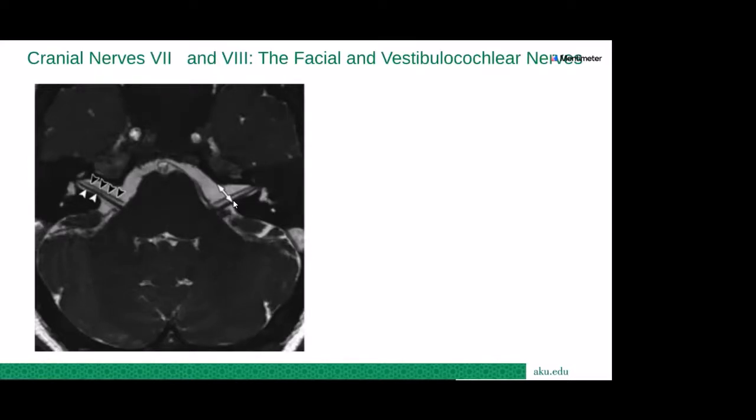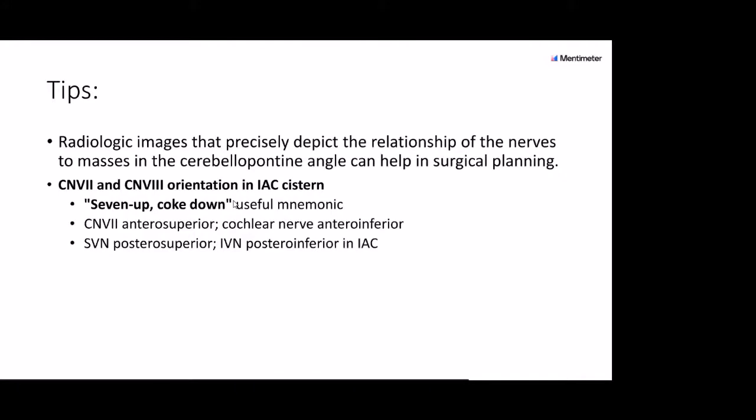Facial nerve is a single cranial nerve, but the vestibulocochlear nerve divides into the cochlear, and the vestibular again divides into the superior vestibular and the inferior vestibular part. For that you have a mnemonic, but for the orientation of these nerves you need oblique imaging to see which nerve is which. So always remember, 7 up coke down is a useful mnemonic to understand the orientation of the 7th and 8th cranial nerves in the internal auditory canal.